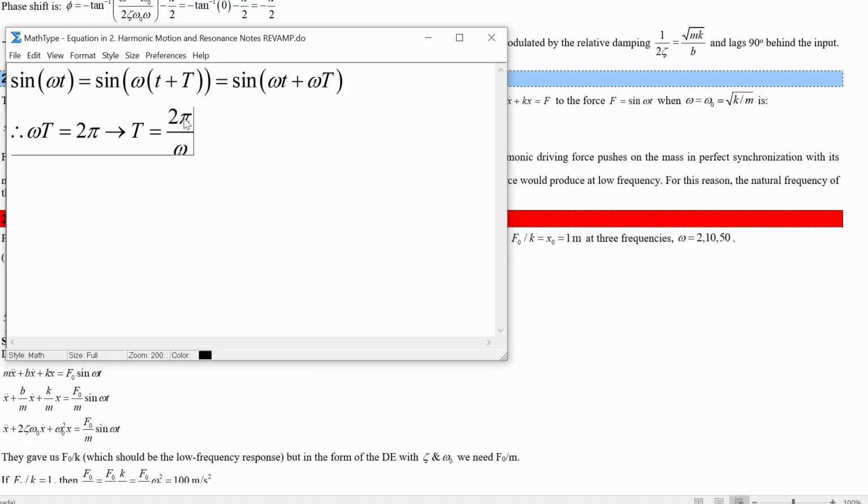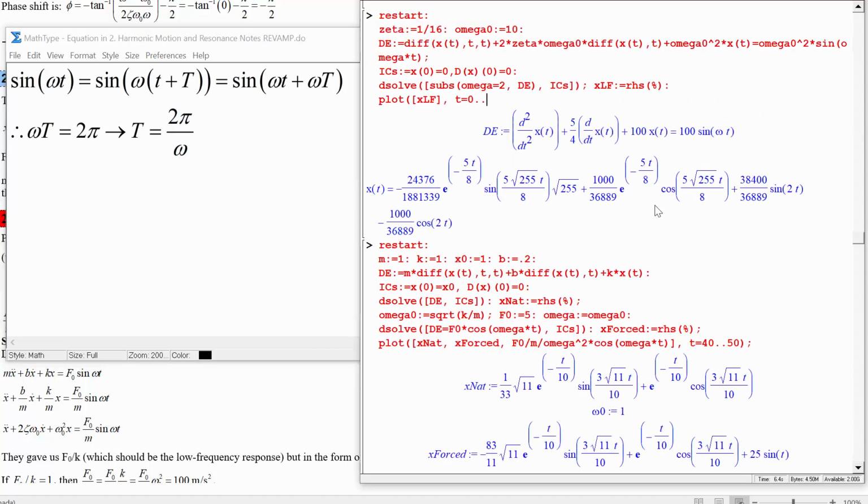So if we want an integer number of periods, we should plot an integer number of 2 pi over omegas. Yeah, great. So let's go t is 0 to, how about 10 cycles? That might be kind of a lot. How about 8? 8 times 2 pi over omega. Ooh, omega's changing. Let's just put in the first omega for now.